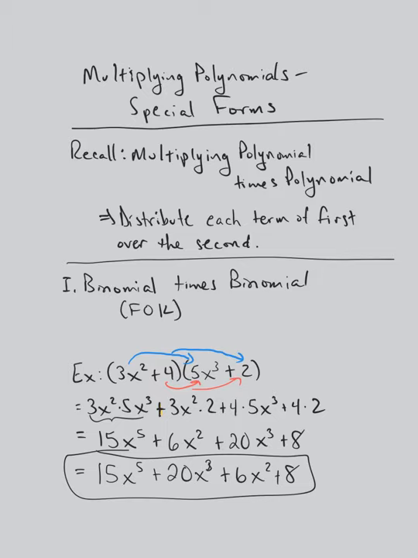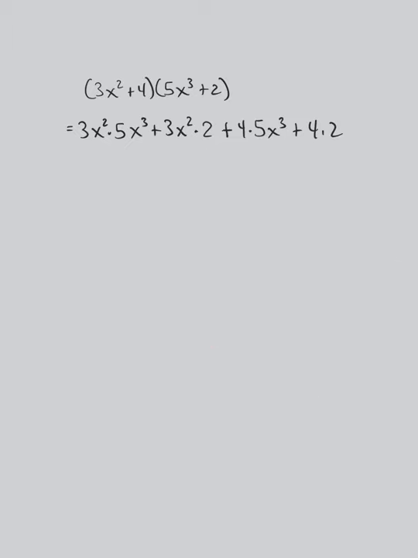Now let me show you why they call it the FOIL method. Why do they call this the FOIL method? It's just looking at a pattern that shows up, and it's really a memorization technique. But to me, again, it's easier to just remember to distribute every term here over every term here. Notice that whenever we did that, we did this double distribution. We distributed here, and we distributed here. The very first thing that we got is 3x squared times 5x cubed. If you think about that, the 3x squared is the first term in the first binomial, and 5x cubed is the first term in the second binomial.